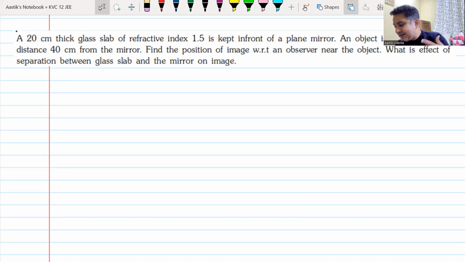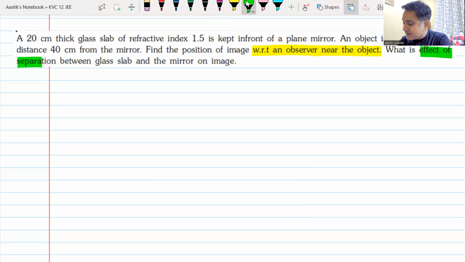A 20 centimeter thick glass slab of refractive index 1.5 is kept in front of a plane mirror. The object is kept in air at a distance of 40 centimeters from the mirror. Find the position of the image with respect to an observer near the object. What is the effect of separation between the glass slab and the mirror? Do we remember this question?